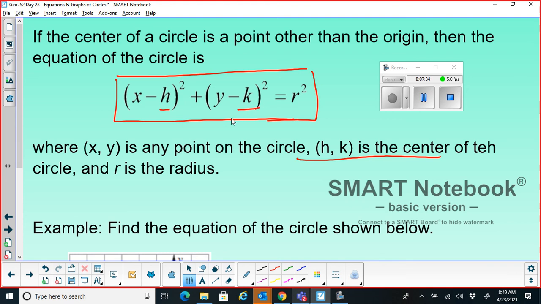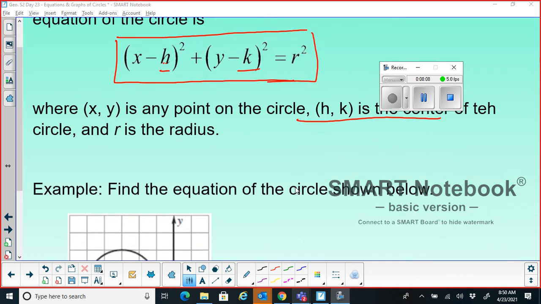Where h and k are the center of the circle. This is the x coordinate of the center of the circle, this is the y coordinate of the center of the circle, and r is the radius of the circle. If the center of the circle is at a point other than the origin, then the equation of the circle is (x minus h) whole square plus (y minus k) whole square equals r square, where x comma y is any point on the circle, h comma k is the center of the circle, and r is the radius. Note down this. I'll go over one example of this type as well.